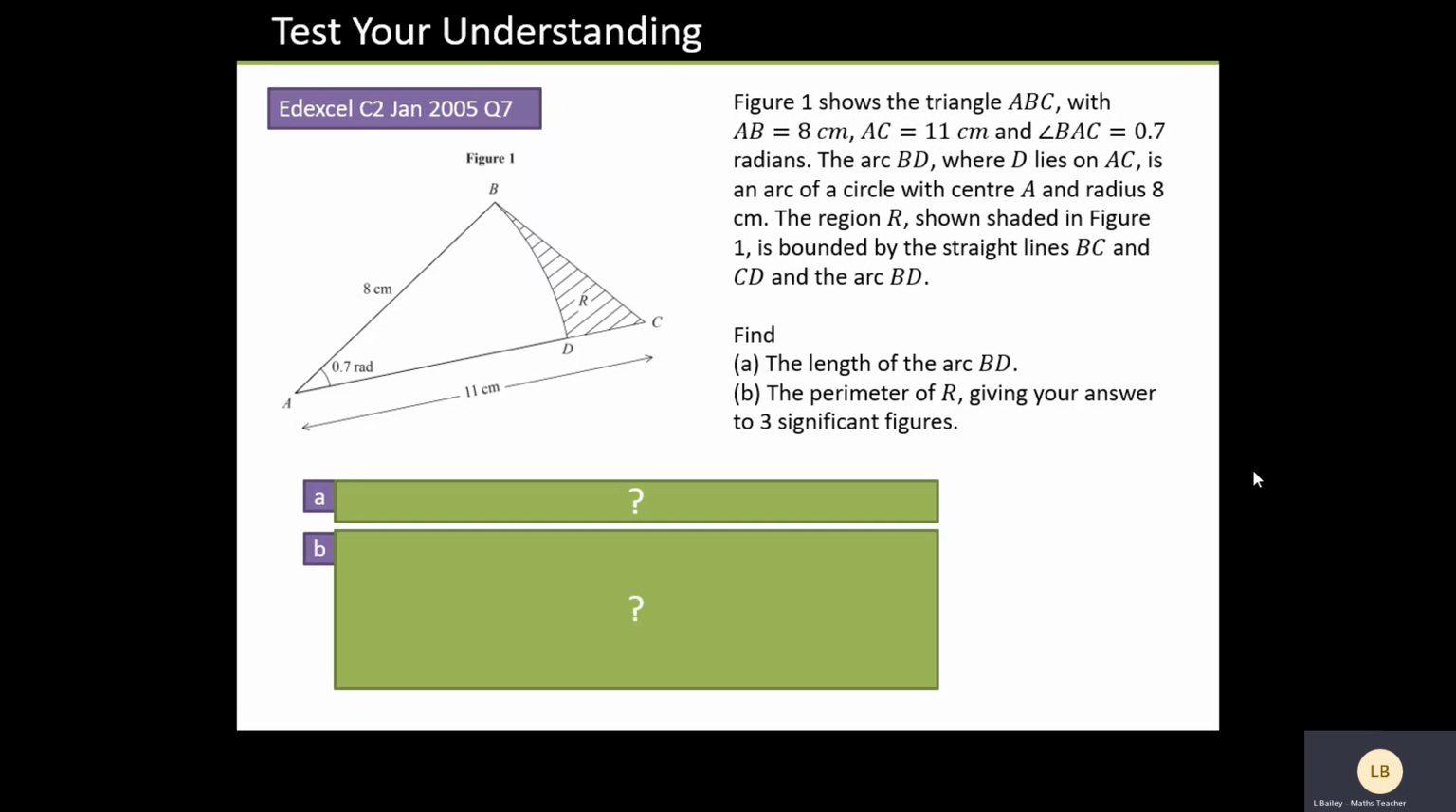Here's an exam question for you to have a try at. Again, just pause me, give it a go. It used to be quite popular, this sort of exam question.